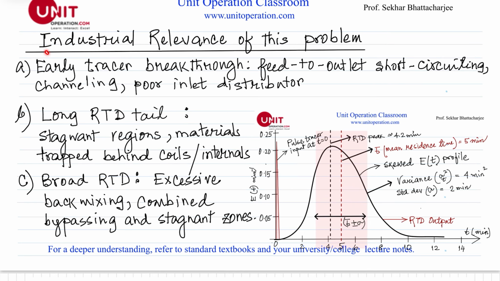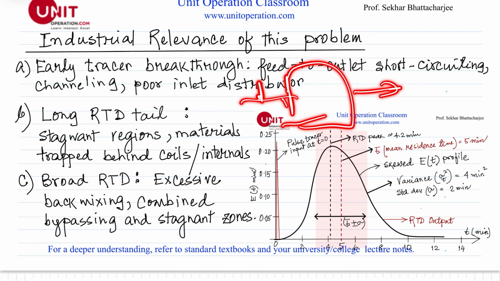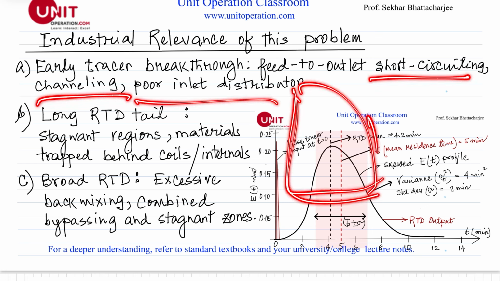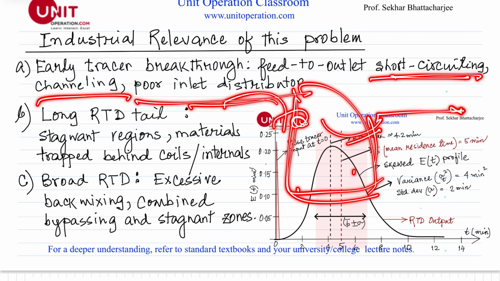Industrial relevance of this problem: early tracer breakthrough. If there's a reactor here and you inject and immediately a tracer comes out, that shows short circuiting, channeling, and poor inlet distribution. As soon as the fluid comes in, it immediately goes out. That's short circuiting, that's channeling. There could be poor inlet distribution, etc.